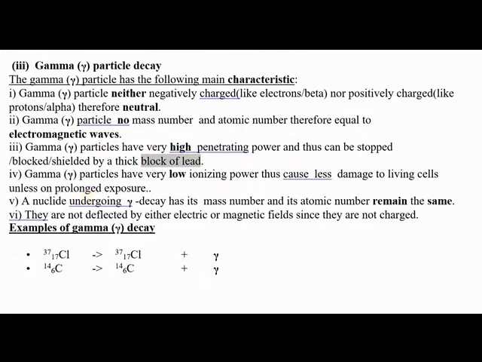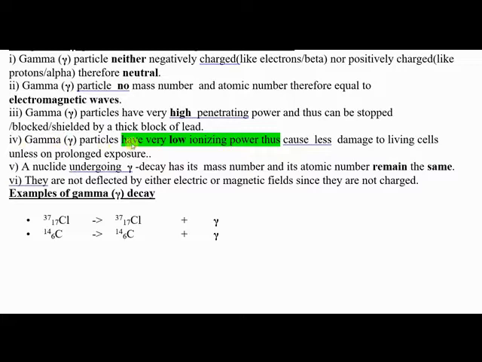Very high penetrating power. But like I was saying, gamma particles have very low ionizing power, thus cause less damage to living cells. A nuclide undergoing gamma decay, we use this sign here.